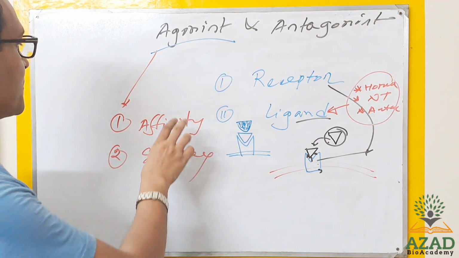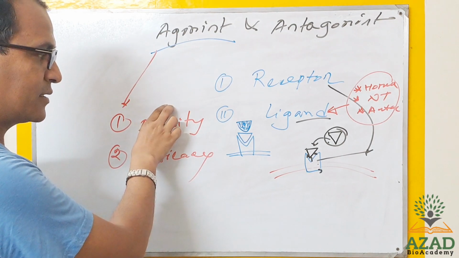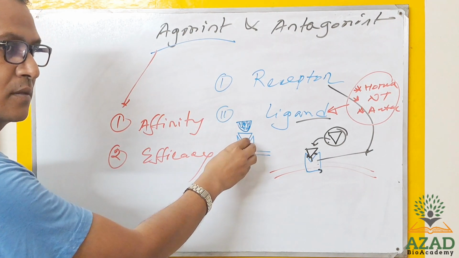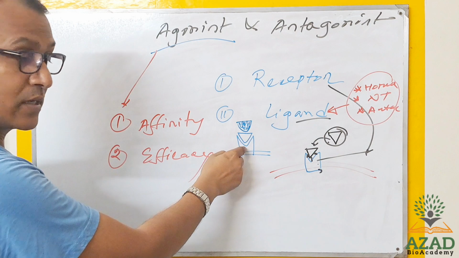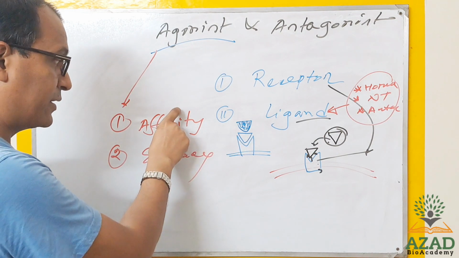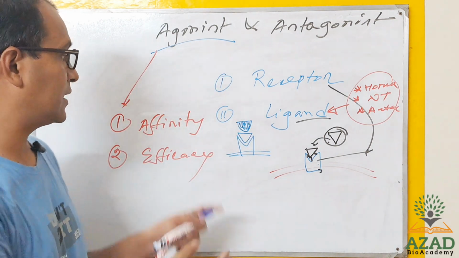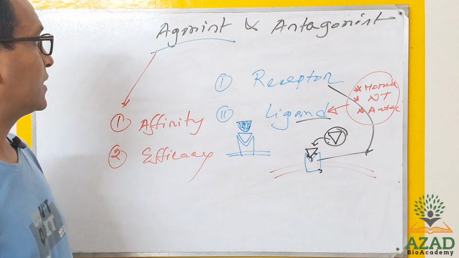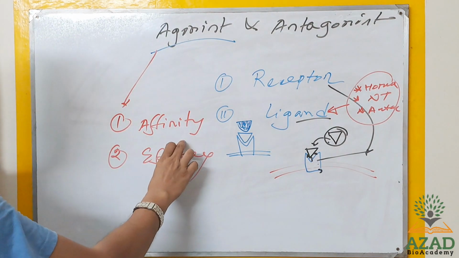Okay, so what would be the affinity? Affinity means the attraction towards the receptor and the ability to form a bond. That is the affinity. Okay, and another one is efficacy.